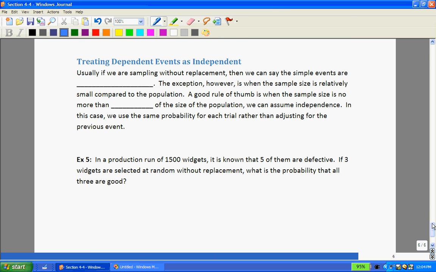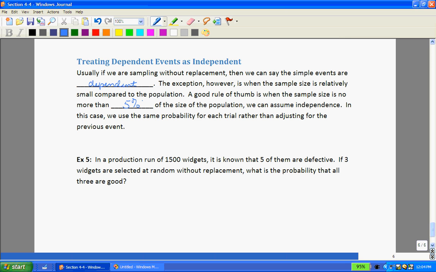Treating dependent events as independent. Usually, if we're sampling without replacement, just like with the marbles and selecting the animals from the shelter, then we can say the simple events are dependent, because we take one away and now the selection has changed. The exception, however, is when the sample size is relatively small compared to the population. A good rule of thumb is when the sample size is no more than 5% of the size of the population. If that's the case, we can assume independence. In this case, we use the same probability for each trial rather than adjusting for the previous event.